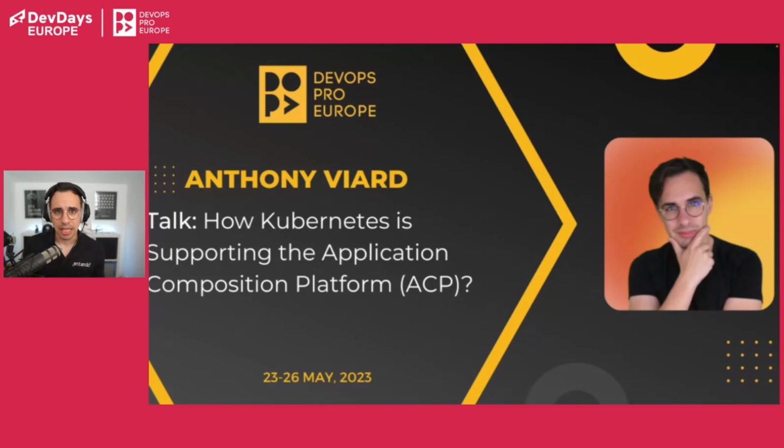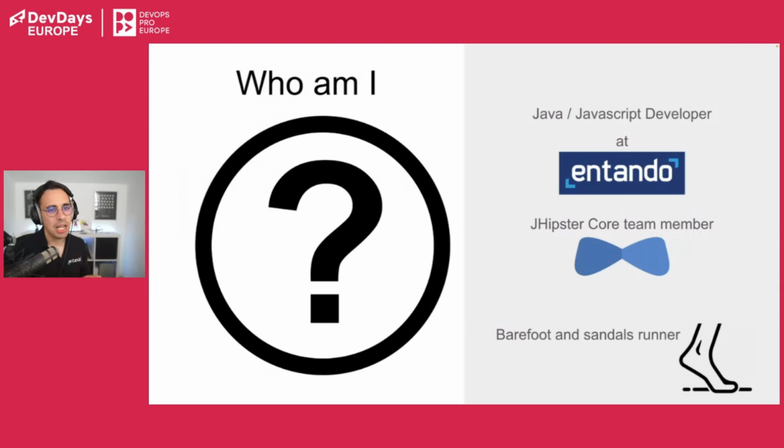So my goal today is to dive into what the application composition platform is and why Kubernetes is a good companion to make it happen. For that, we will dive into the Nintendo implementation and check most of the things, but I don't want to spoil you so much. First, let's start with who am I?